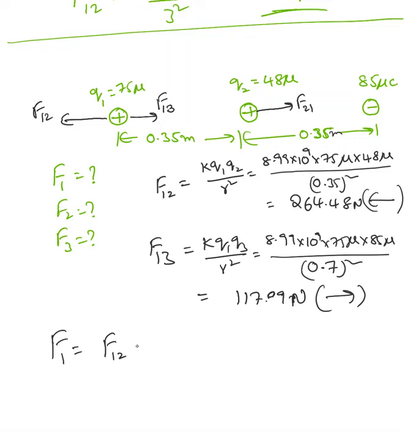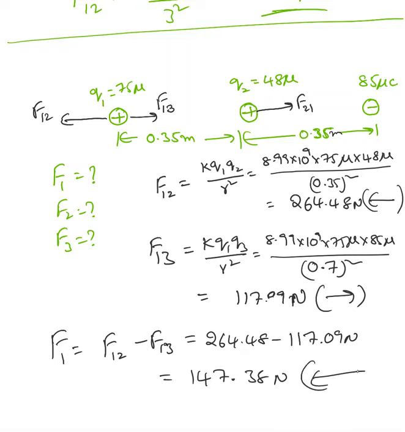F12 minus F13 because both of them are in the opposite direction. So 264.48 minus 117.09. Okay, so force on charge 1 is 147.38 Newton. In which direction is that going to be? It's going to be towards the left.